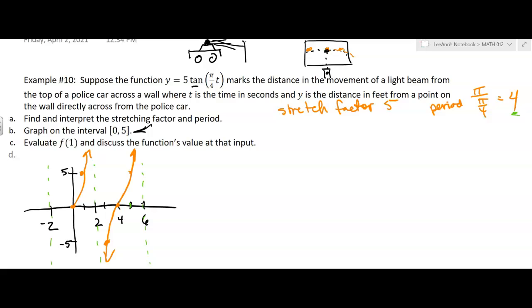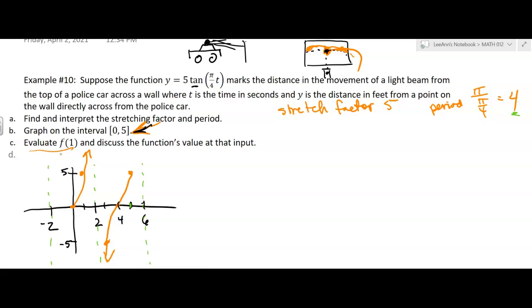Now, let me erase this. Oh, well, we needed some of that. Okay. We're stopping here because it says to graph from 0 to 5. Okay, so that's for 5 seconds. That's what's happening. The light beam starts across from the police car, moves 5 feet, and then eventually it's going off the wall. It's coming back on this side, negative 5 feet away, and then it's made a full revolution after 4 seconds. And then if it goes one more second, it's going to be 5 feet away from the wall, and then it keeps circling around. All right, so that was part A and part B.